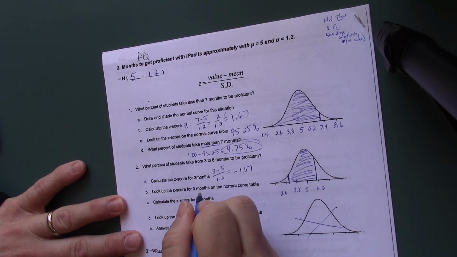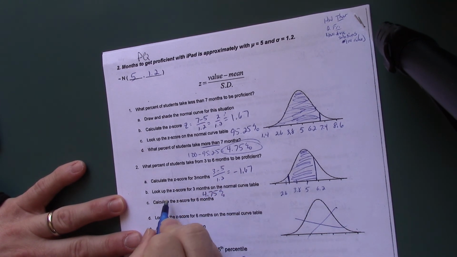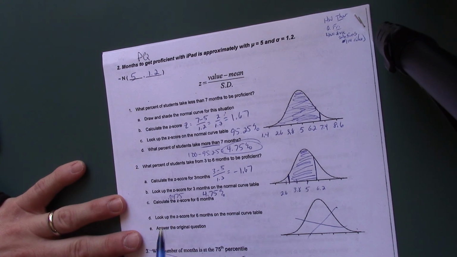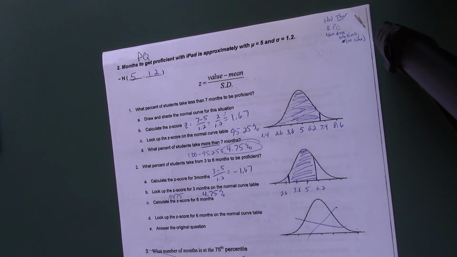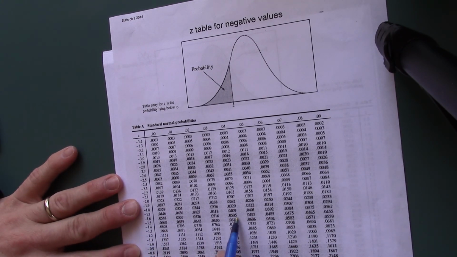It would be, let's see, 4.75%. It was 0.0475. Okay, just to make sure that I'm showing you at least one example, negative 1.67, right there, 0.0475. Okay. All right.